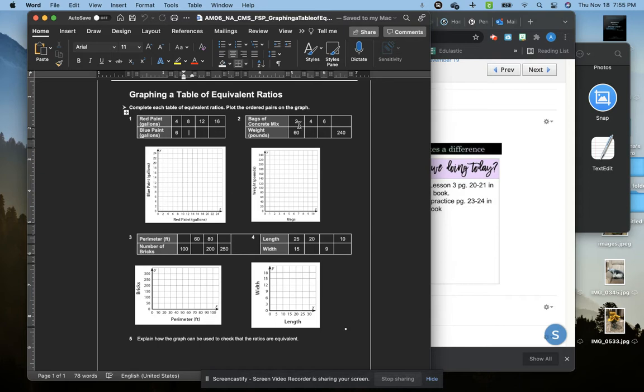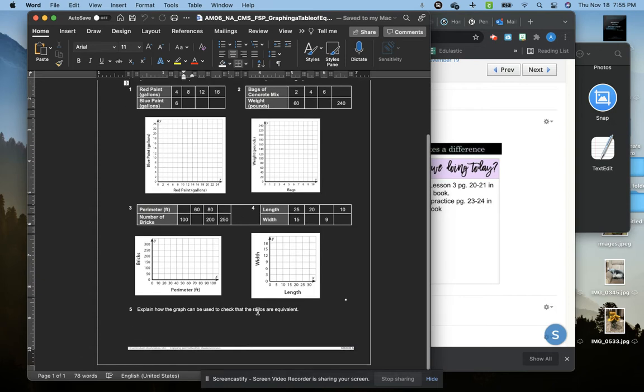So the first one would be 2 to 60, and it tells you the bags and the weight. So the bags are your X, the weight is your Y. So I'd go over to 2 and then I'd go up to 60 and put my dot. And then I'd go over to 4 and up to however much to put my dot. Then there's a question that says to explain how it can be used to check it.